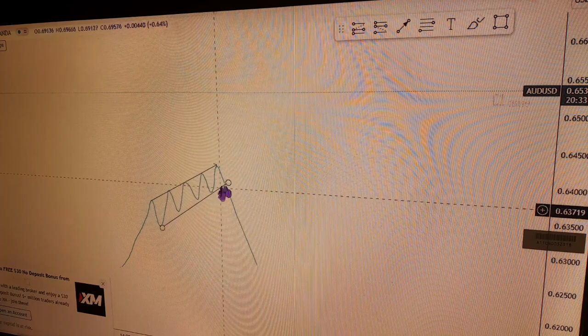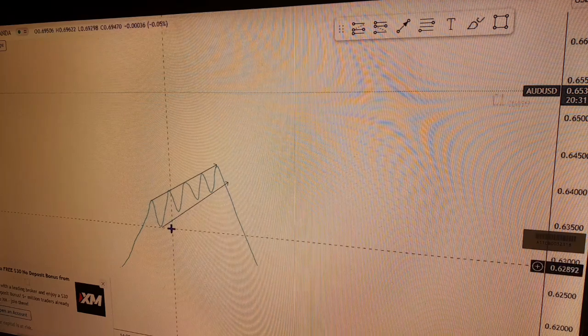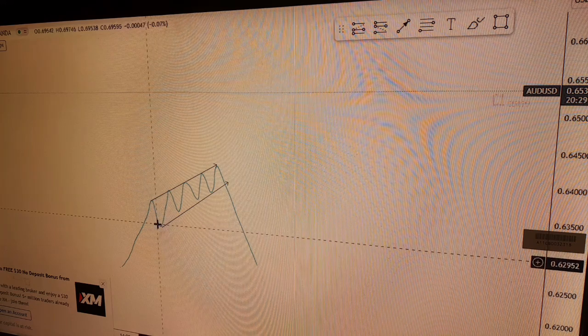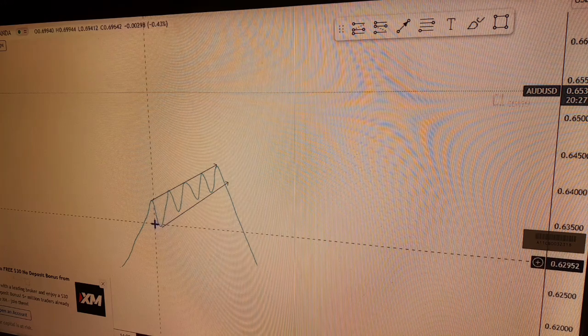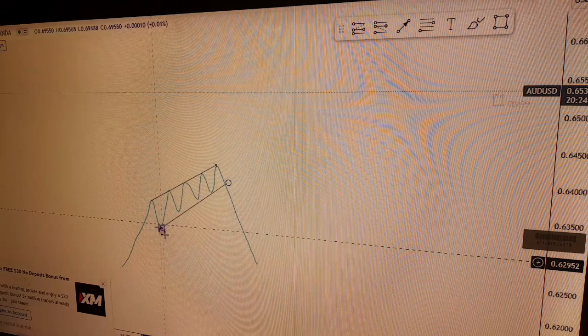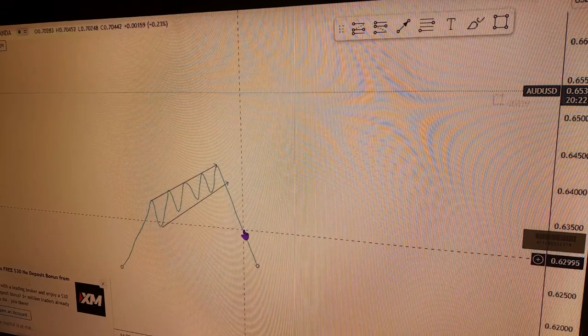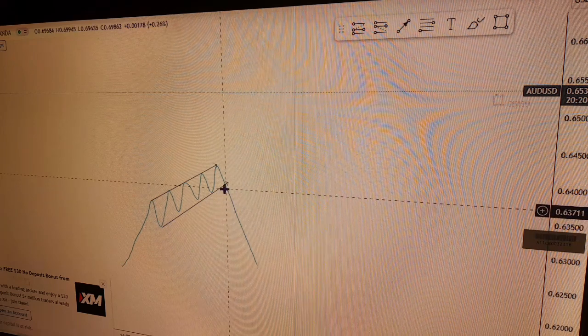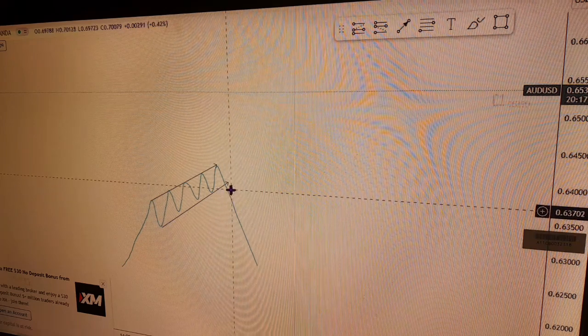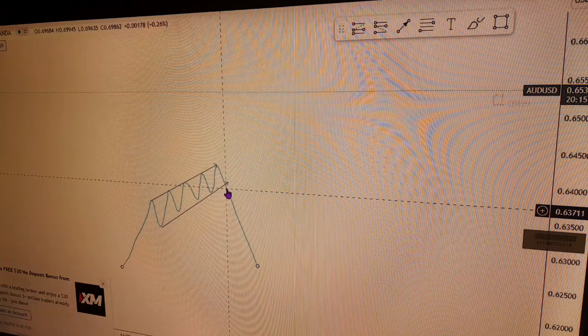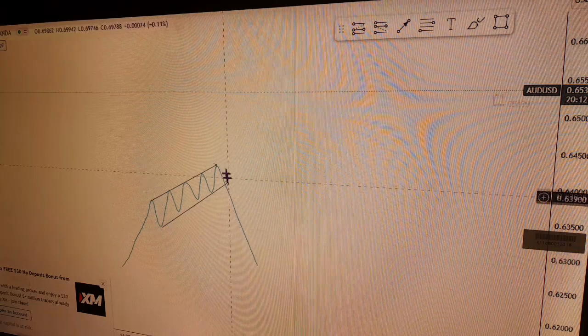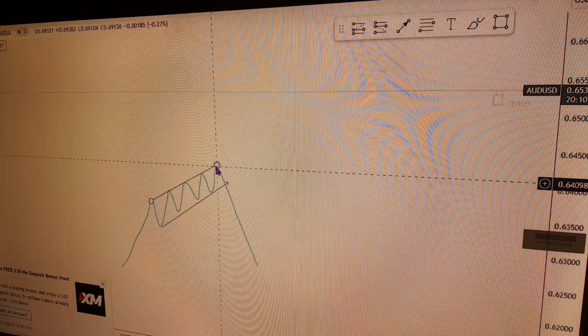If you enter your trades right here, the market might go to the 90% rule. This is called the 90% rule, but I will go deeper into details as time goes on. So your target is going to be right over here. If you enter here at the breakout of the channel, you are going to have a lower risk to reward compared to when you come over here as a risk entry.